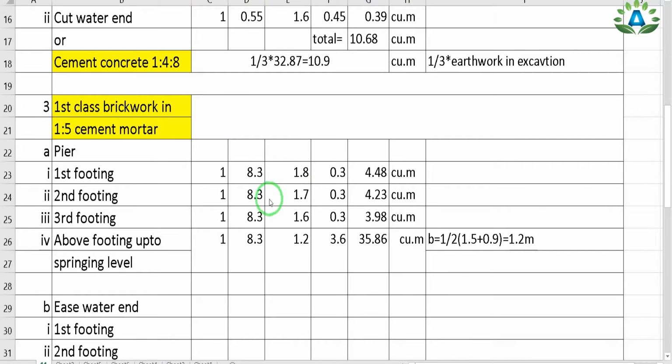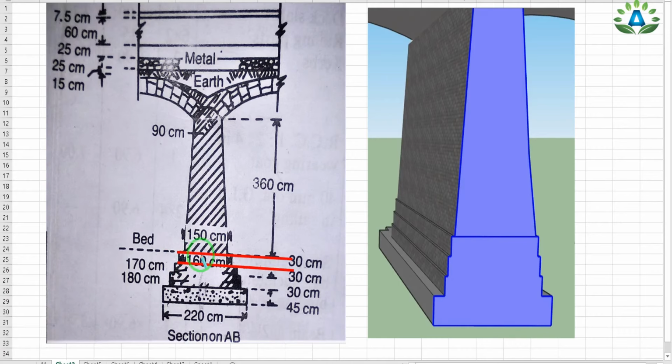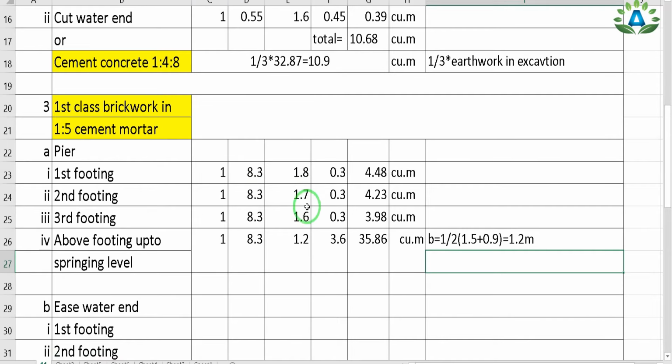So here we can see that the length is 8.3 meter, and we have only one number of this third footing. Now we need to calculate its width. So the width of this third footing is 160 centimeter, that is 1.6 meter, and the height is 30 centimeter from this portion up to this portion. So here I have written the width is 1.6 meter and height is 0.3 meter.